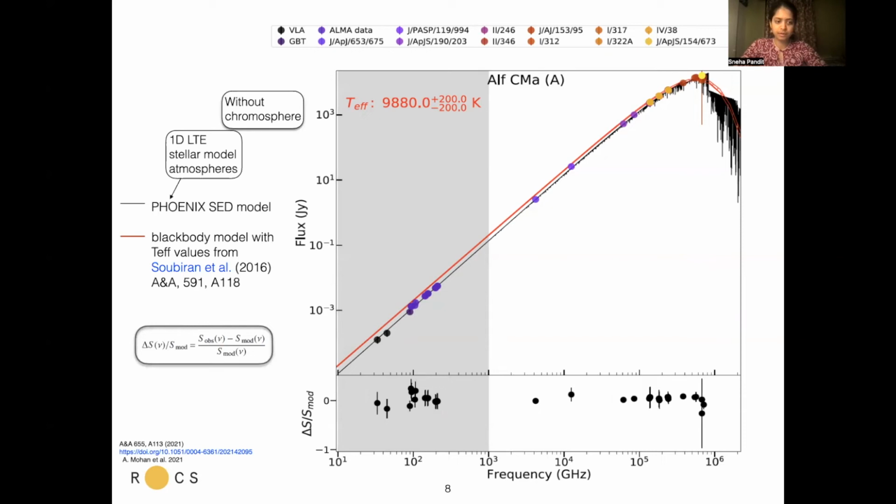And this bottom panel, delta S by S_mod, is basically delta S, the fit for S observed for each point, minus the spectral flux density S for the PHOENIX model, and it is normalized with the PHOENIX model. So this is the variation that we see in our delta S by S_mod.